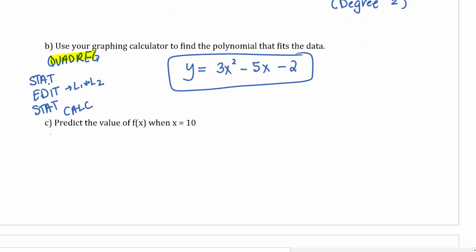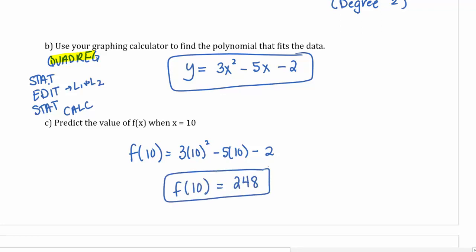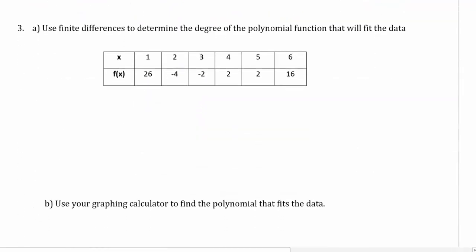Okay, so predict the value of f of x when x equals 10. So f of 10, I just need to substitute in 10 here. So 3 times 10 squared minus 5 times 10 minus 2. That gives me 248. So once we have a polynomial that we can model the data with, we can make predictions. Okay, let's do one more. So we're going to use finite differences to determine the degree of the polynomial function that will fit the data.